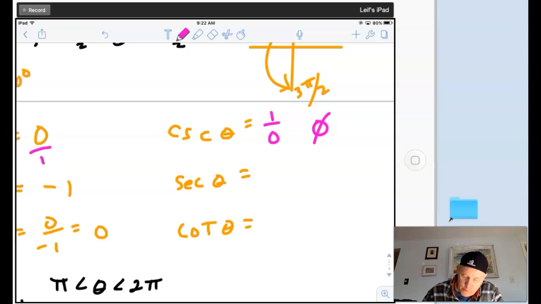-1 over 1 is still -1. Cotangent will be -1 over 0, which is also undefined. So I had a couple undefined ones there. Okay, and those are my answers.